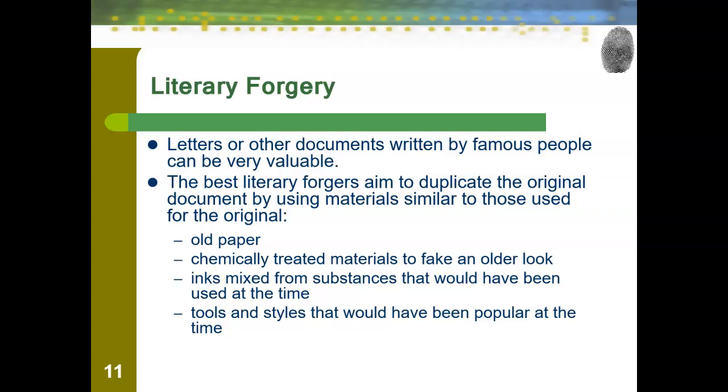For example, in Abraham Lincoln's time, inks contained a high quantity of iron, and many of the writings from that time now have an orangish hue to them because the iron has literally rusted in the letters. It's not a crisp black necessarily anymore, as well as using tools and styles that would have been popular at the time. You can't use a pencil when you're pretending that you have a letter written by Benjamin Franklin. So we have to use appropriate materials, whether that's quills versus an ink pen, etc.